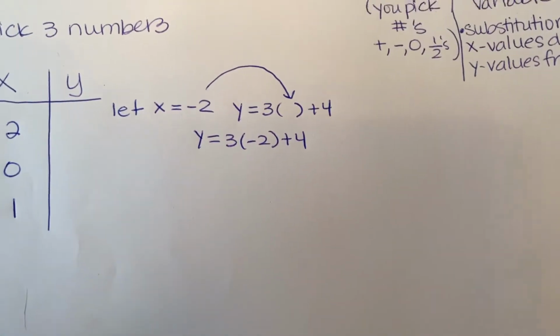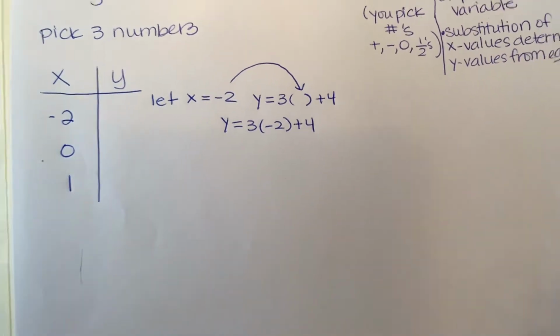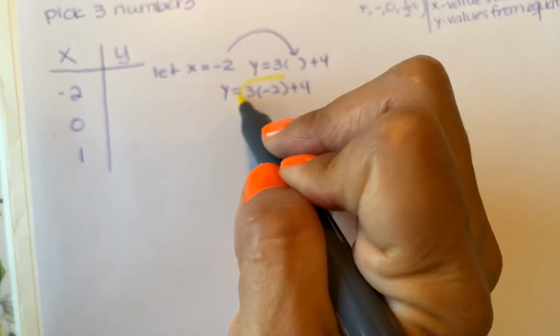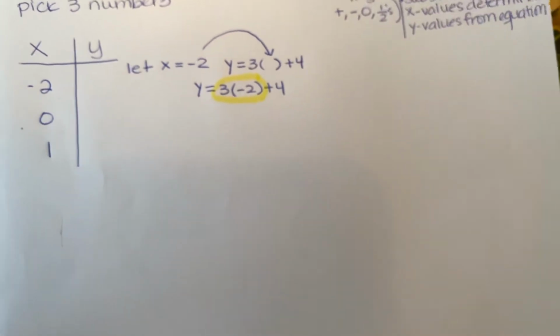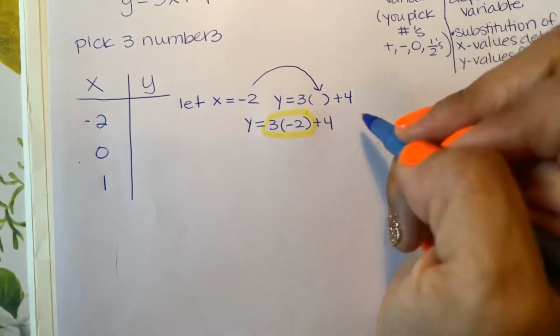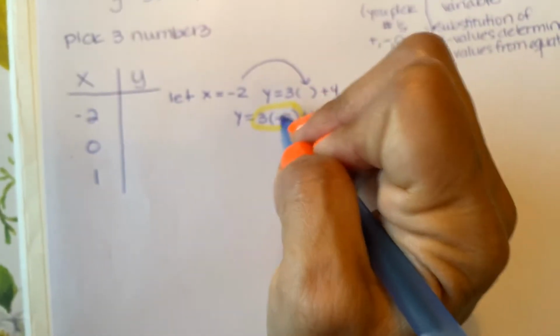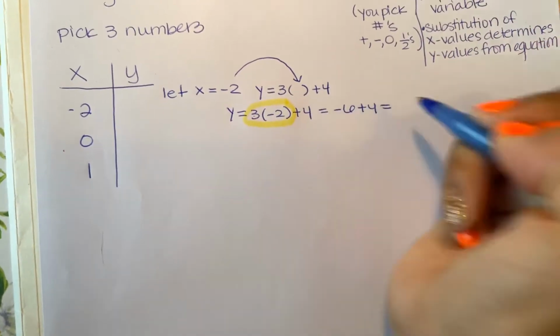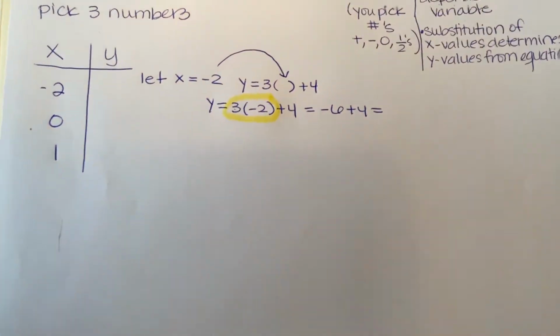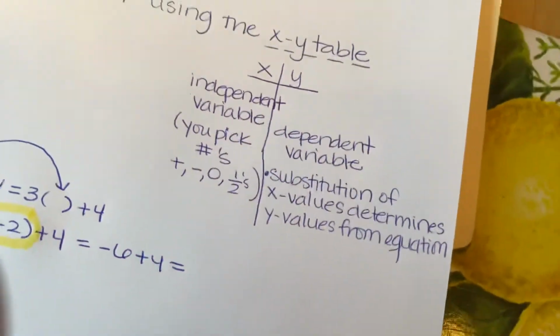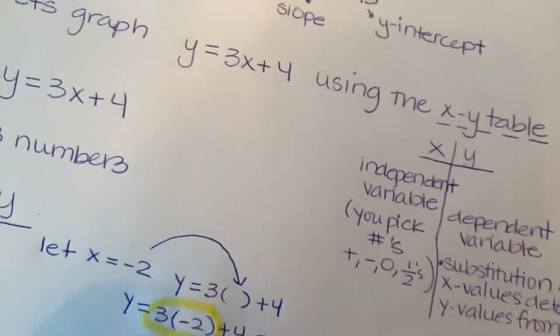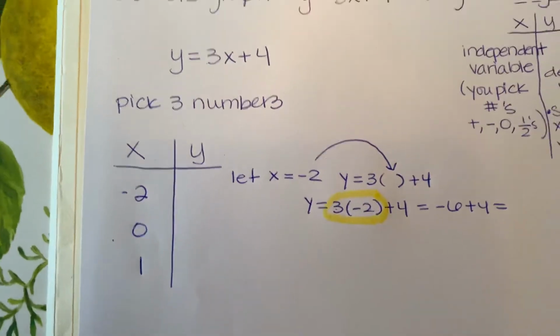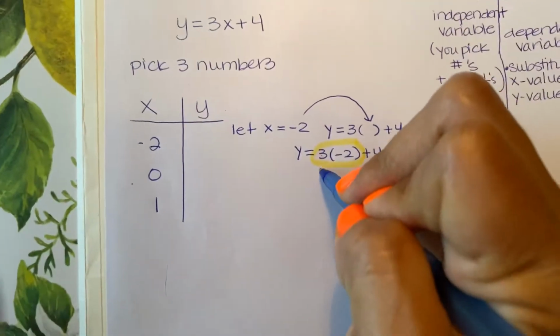Okay, order of operations states you're going to first go ahead and multiply, right? So you have to first multiply this. And so I get 3 times -2 is -6 plus 4. Sorry, I dropped the cap. Okay, so here I'm going to go ahead and multiply.